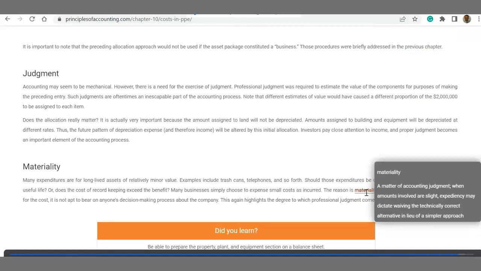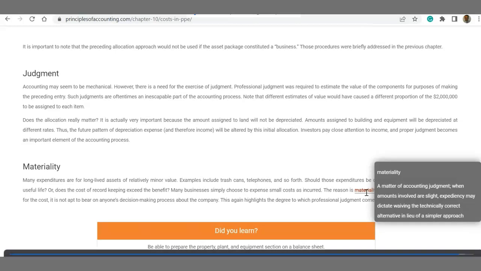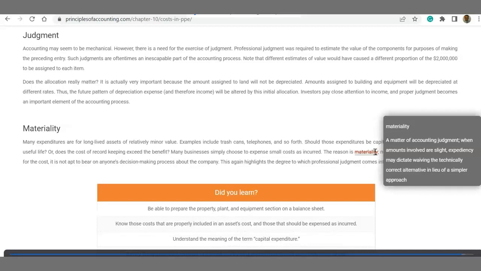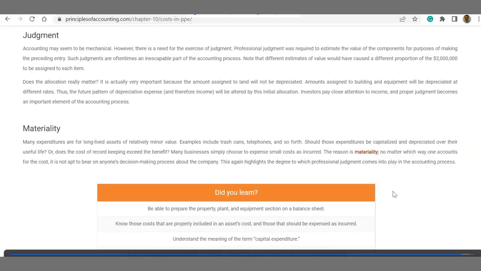Materiality is an important matter in accounting for professional judgment. When the amounts involved are slight and not important enough to change the decision making of investors and creditors, that will not necessarily need a proper adjustment because it's not material. But if something is material, then it definitely needs to be disclosed or in some cases journalized.